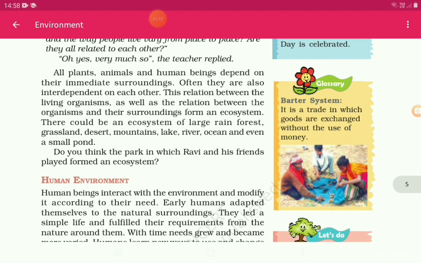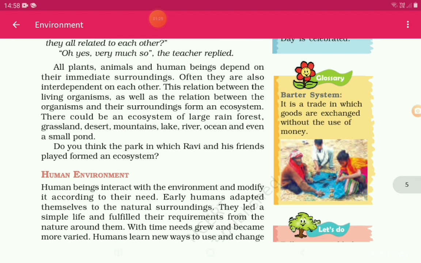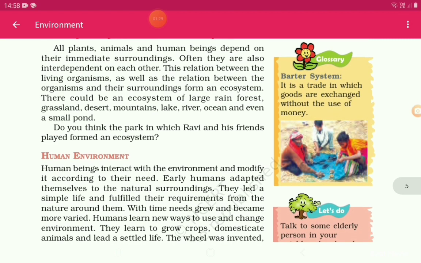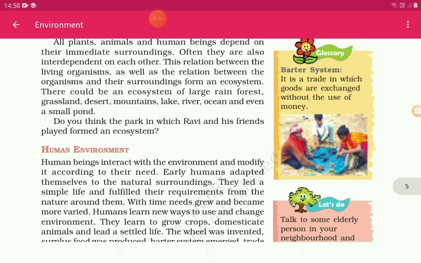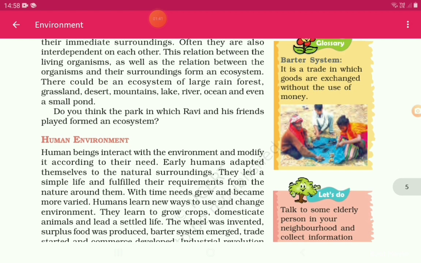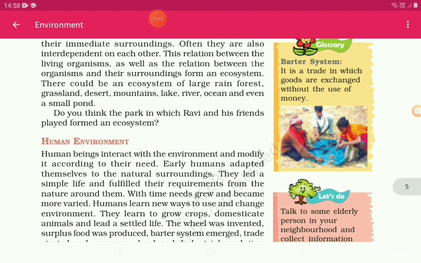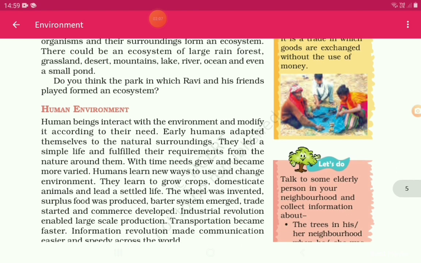All plants, animals, and human beings depend on their immediate surroundings. Often they are also interdependent on each other. This relation between the living organisms, as well as the relation between the organisms and their surroundings, forms an ecosystem. There could be an ecosystem of a large rainforest, grassland, desert, mountains, lakes, rivers, oceans, and even a small pond. Do you think the park in which Ravi and his friends played formed an ecosystem? Here, ecosystem is nothing but the state of living.